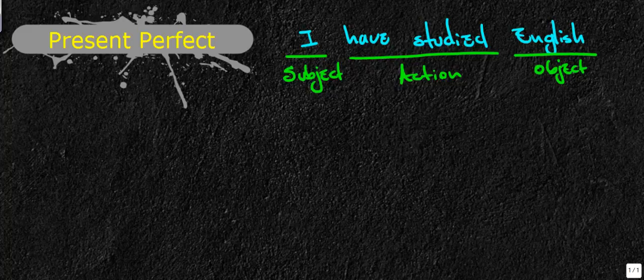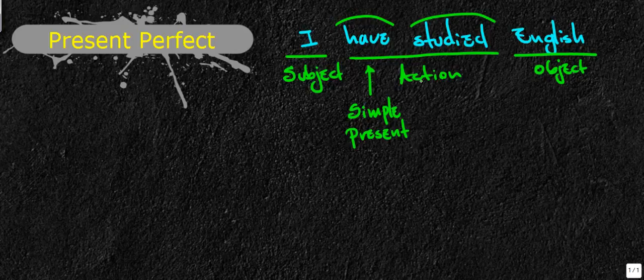In the case of present perfect, you will notice that there are two verbs. The verb to have, which will represent my auxiliary verb. And in this case, we're going to use the verb to study, which is going to be the main verb. The verb to have will be in the simple present form, while the main verb is going to be in the past participle form. If you're not familiar with past participle, there's another video that I made on past participle.